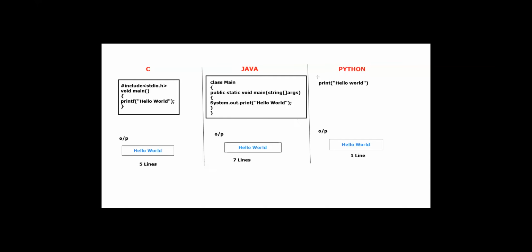Sir, what about Python, sir? You please use a method called the print method. Whatever you want to print, right inside that, you will get the output. That's it. Is that clear for everyone? Please do respond. So only one line, sir? Yes, 100% only one line.